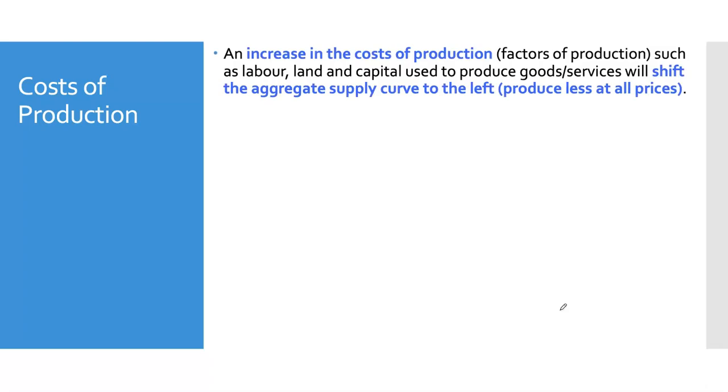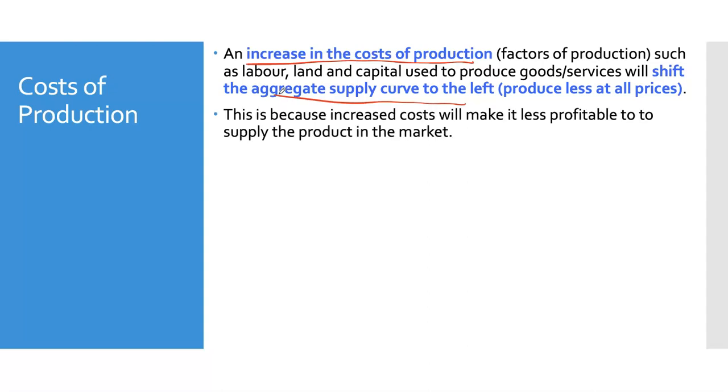The cost of production is linked to that, but let's just make it a separate one to really hone into it. If we have an increase in the cost of production, such as labor, land, and capital, this will shift the aggregate supply curve to the left because we'll produce less at all prices that we can sell it at, because it's costing more for us. So we're going to be getting less gross profit for each product sold. As we mentioned, this is because the increased costs will make it less profitable for us to supply the product in the market.